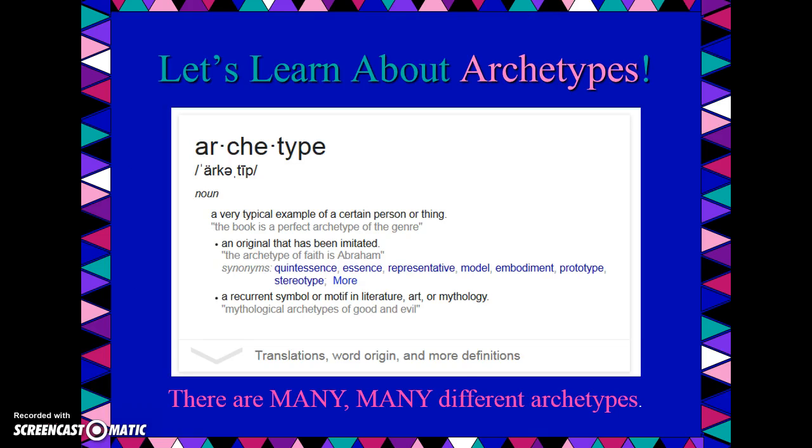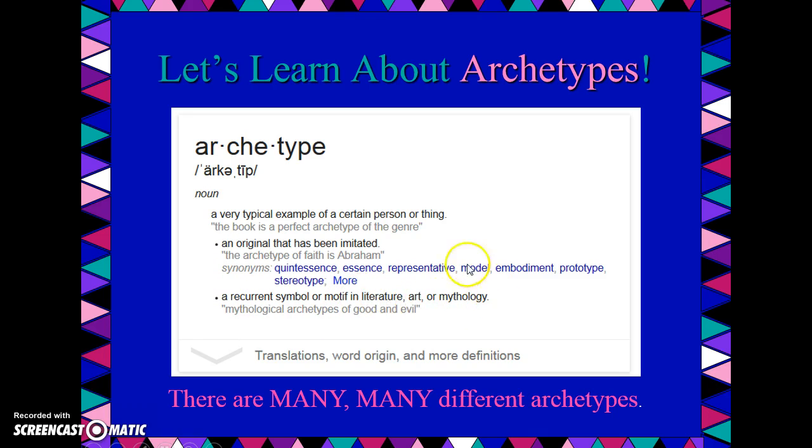So let's talk a little bit about archetypes. And in this, we're going to look at the definition. An archetype, according to Google, okay, is a very typical example of a certain person or thing. The book is a perfect archetype of the genre. An archetype can be an original that has been imitated, okay, or a recurrent symbol or motif in literature, art, or mythology.